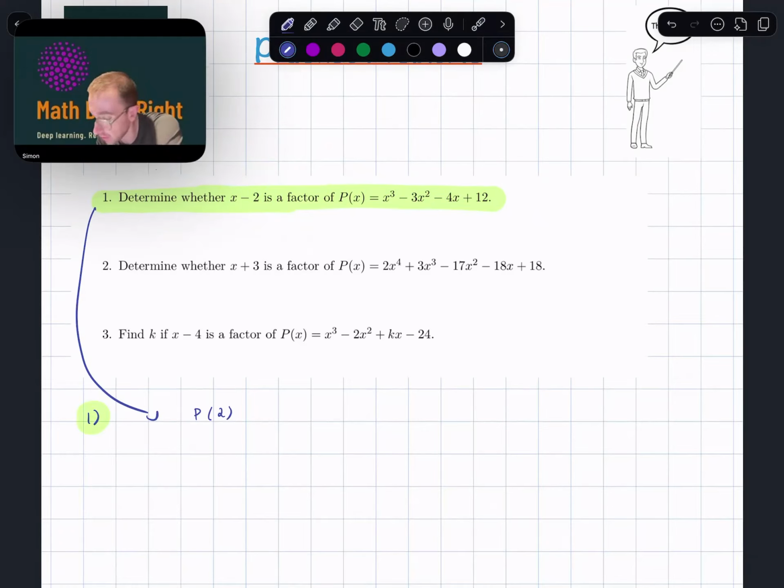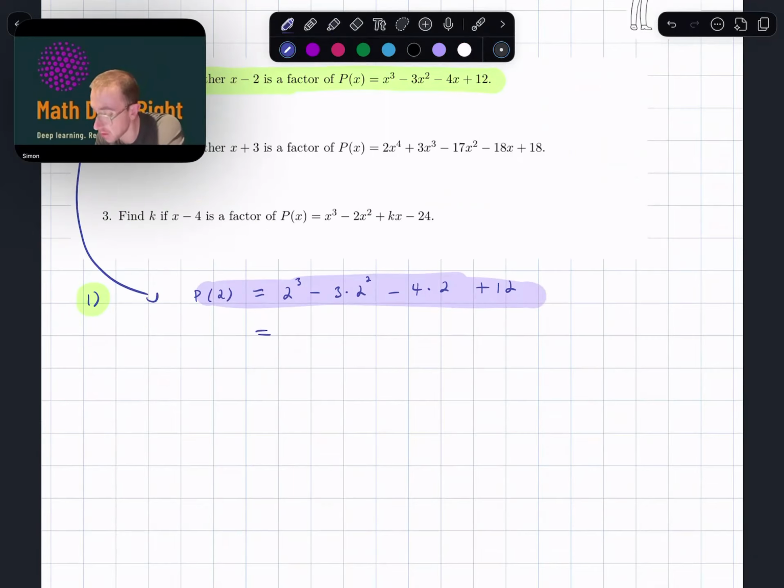We plug in p of 2, and we get 2 cubed minus 3 times 2 squared minus 4 times 2 plus 12. That is p of 2. And 2 cubed, of course, is 8. 3 times 2 squared is 12, so we're subtracting 12. And then we're subtracting 4 times 2, which is 8. And then adding 12, and so this is equal to 0, right? x minus 2 is going to be a factor of this thing. We have 8s canceling and 12s canceling. This is equal to 0.